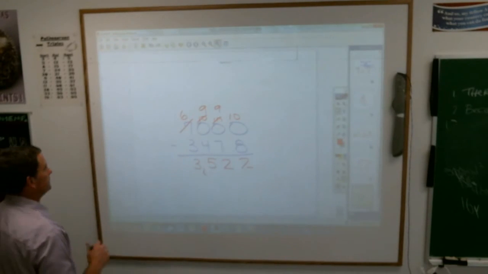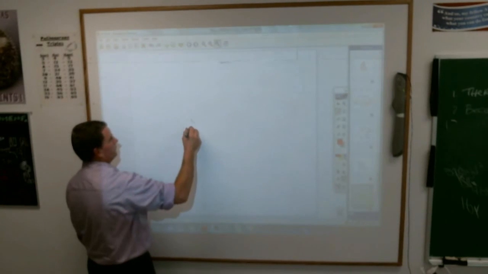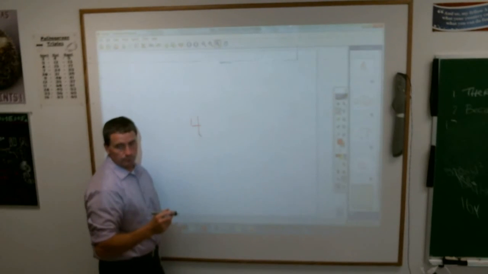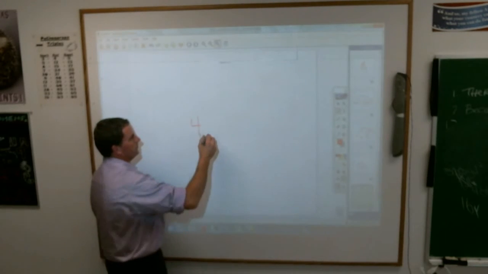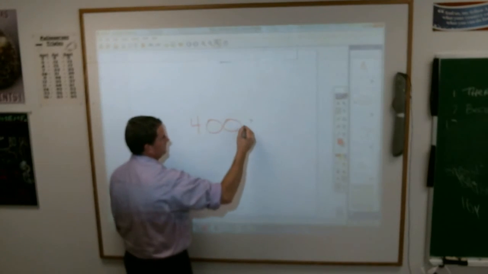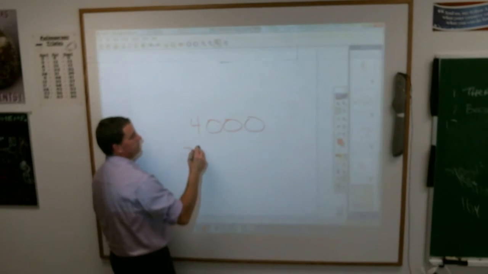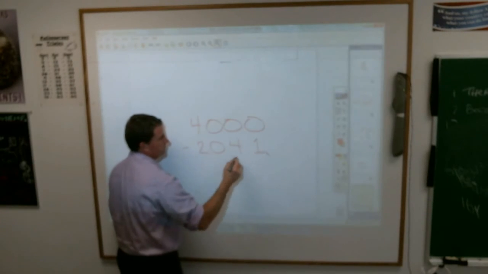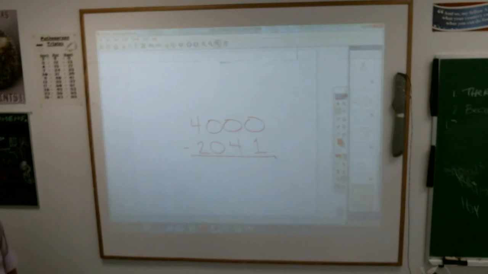One more problem. How about this one? Wait, you said 10 minus 8 is 3. I mean, not big, no, I didn't. Oh, I didn't see that. I thought it was 7. 4,000 minus 2,041. I'll give you 2 minutes to try that.